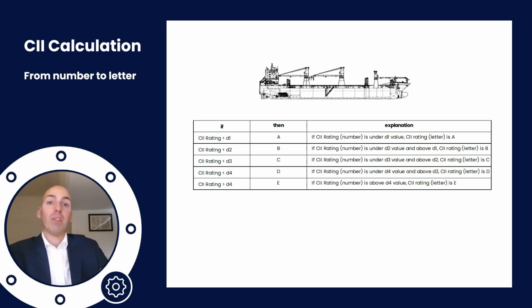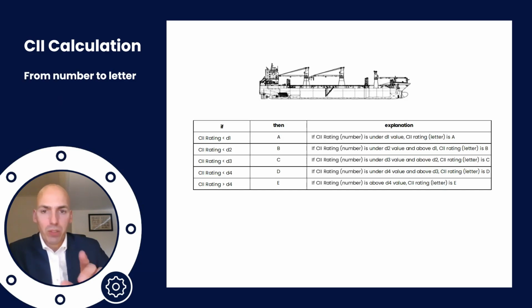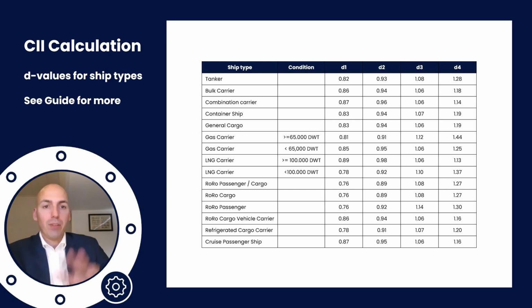And those D values have been specified for the specific ship types. So if we look at all the specific ship types that you can see here, so these are all the ship types that have been defined by IMO. And we have specific conditions for gas carriers and LNG carriers. Here we get D values, and we compare the attained, or I should say, the CII rating. So that's attained divided by required. You see, even for me, it can be complicated at times. I think for everyone. So you compare that with D1, D2, D3 and D4, and then at some point you can see, oh, it's below that value or that value, etc.